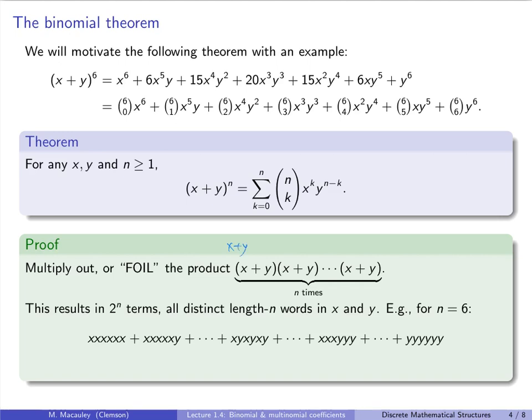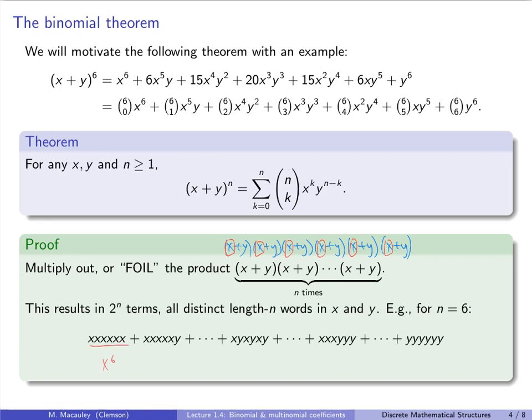We get x plus y times x plus y times x plus y. I'm going to do this quickly, 6 times. Here's the fifth one, and x plus y, the sixth. So if we multiply this out, think about how you would do this. You would take this x times this x times this x times this x times this x times that x, and you get x to the 6.